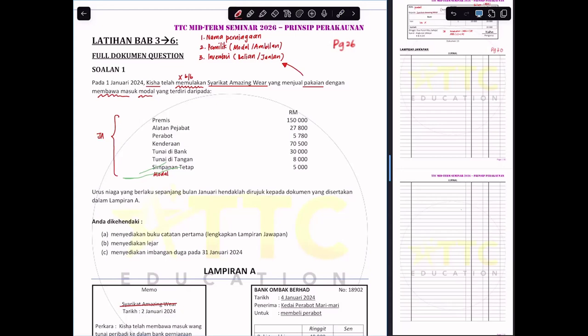Find out the klasifikasi first. Premise klasifikasi. What's the klasifikasi of premise? Premise means your buildings, including your factory, your office, your shop. AES or ABS? Because how can you keep your shop, keep your building for less than a year? Of course, more than a year. So ABS. Alatan pejabat, including the office equipment, including the computer, printer, photostat machine.